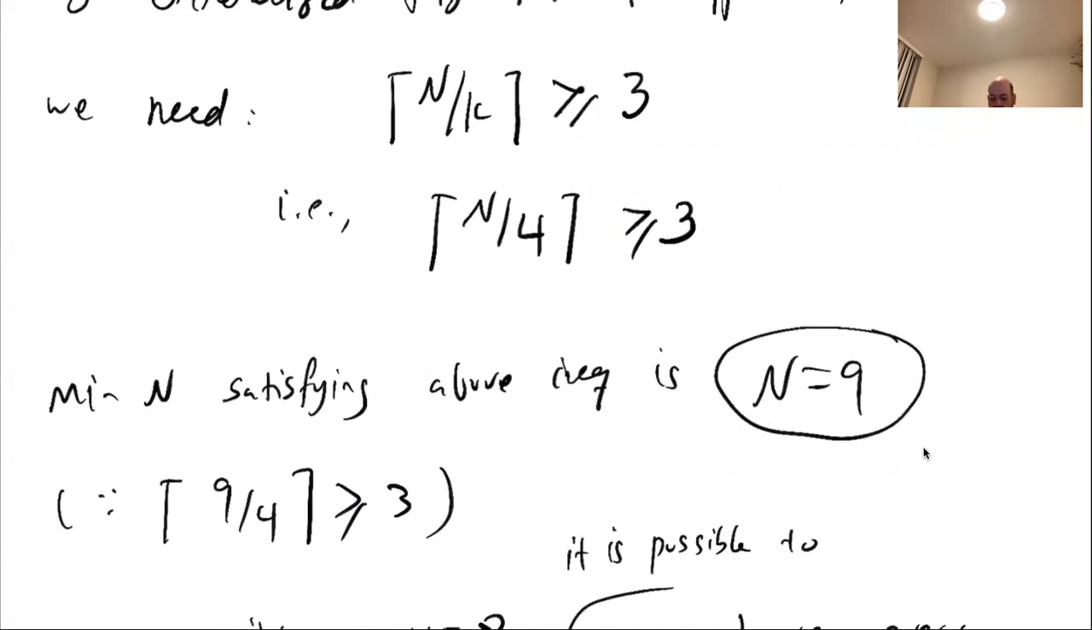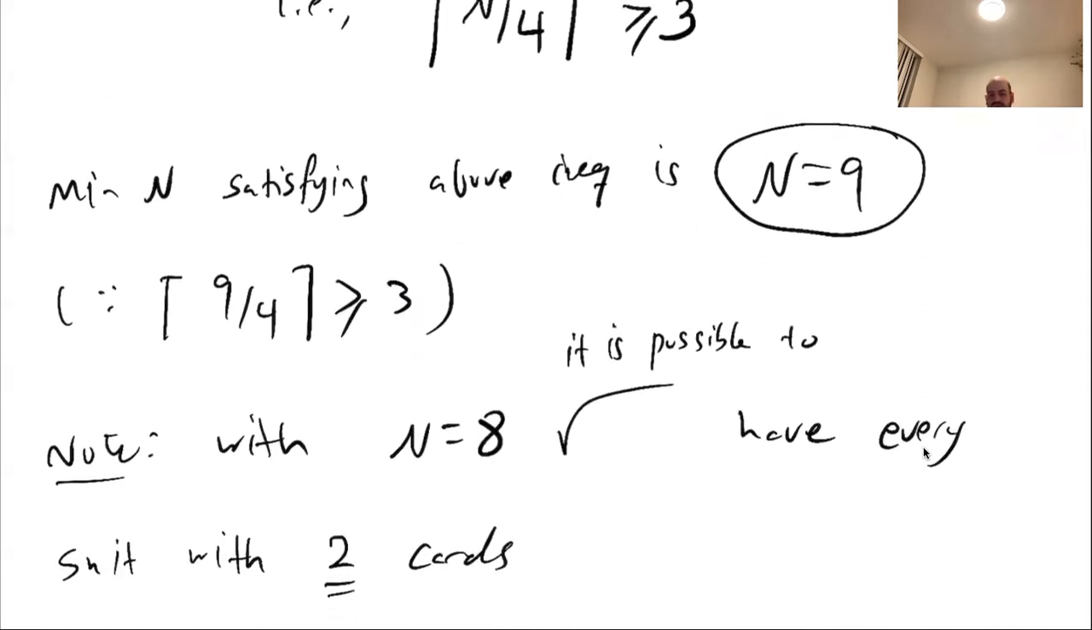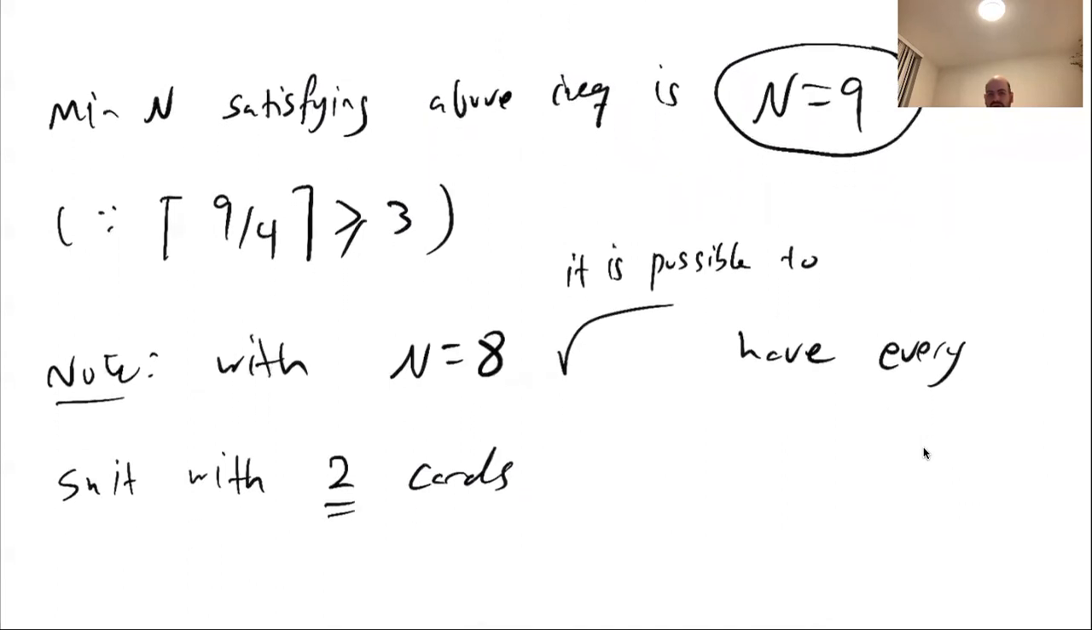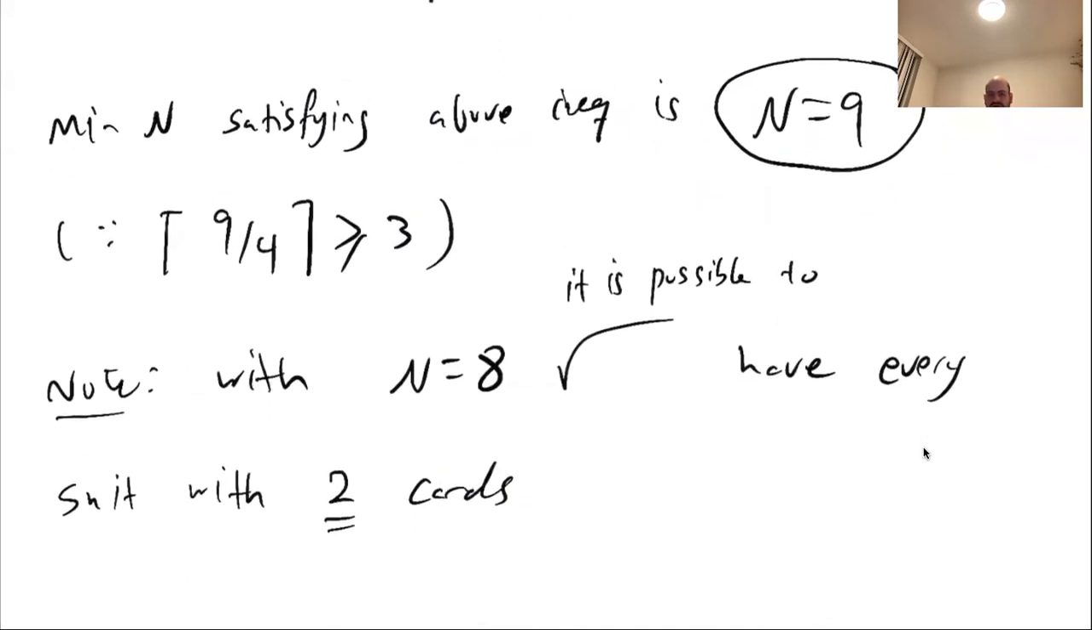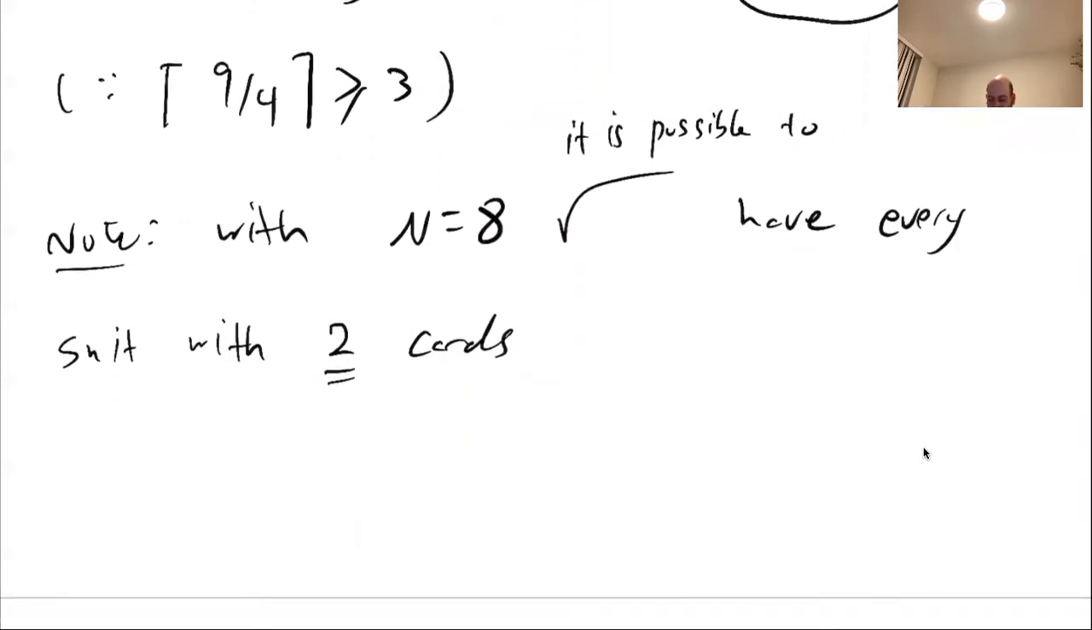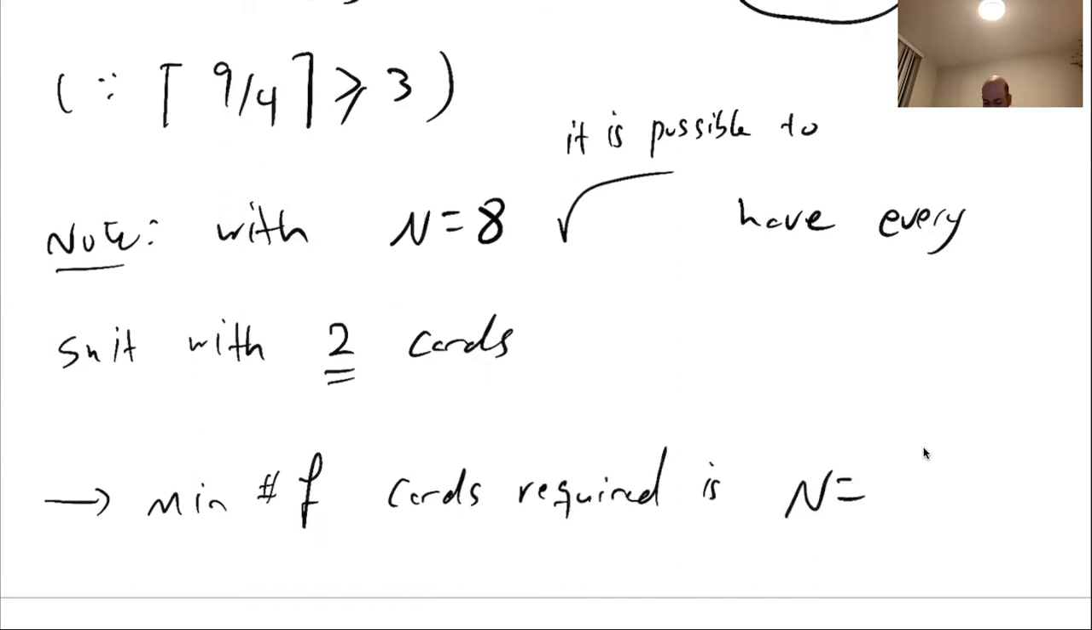3 cards having the same suit, or in other words, at least one suit having at least 3 cards on it, by the generalized pigeonhole principle. So the minimum number n that we're looking for is n equals 9. So the min number of cards required is n equals 9. Okay, so this is for part A.